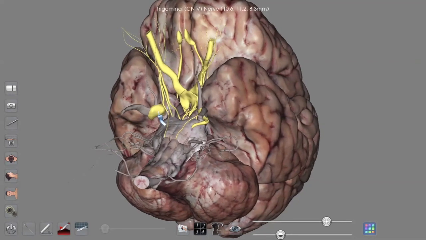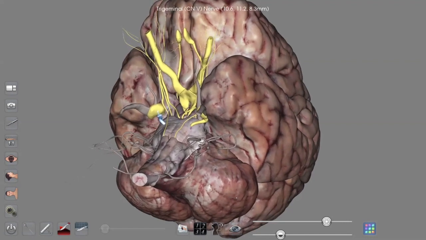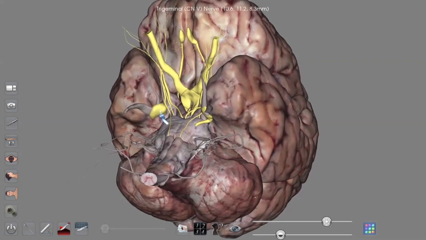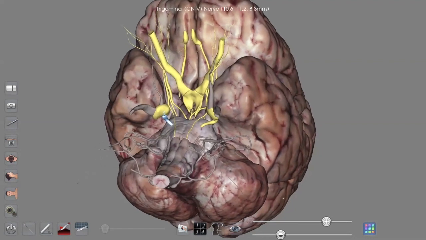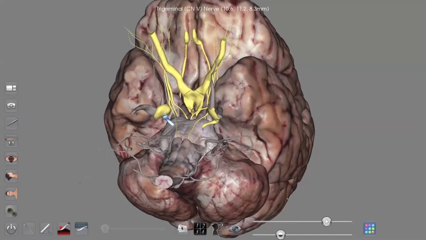Posterior to that grouping of 3, we'll come back to the last little nerve there, is cranial nerve 5, the trigeminal nerve. The trigeminal nerve has both sensory and motor fibers to it. It is responsible for the muscles of mastication as well as sensation to the face.